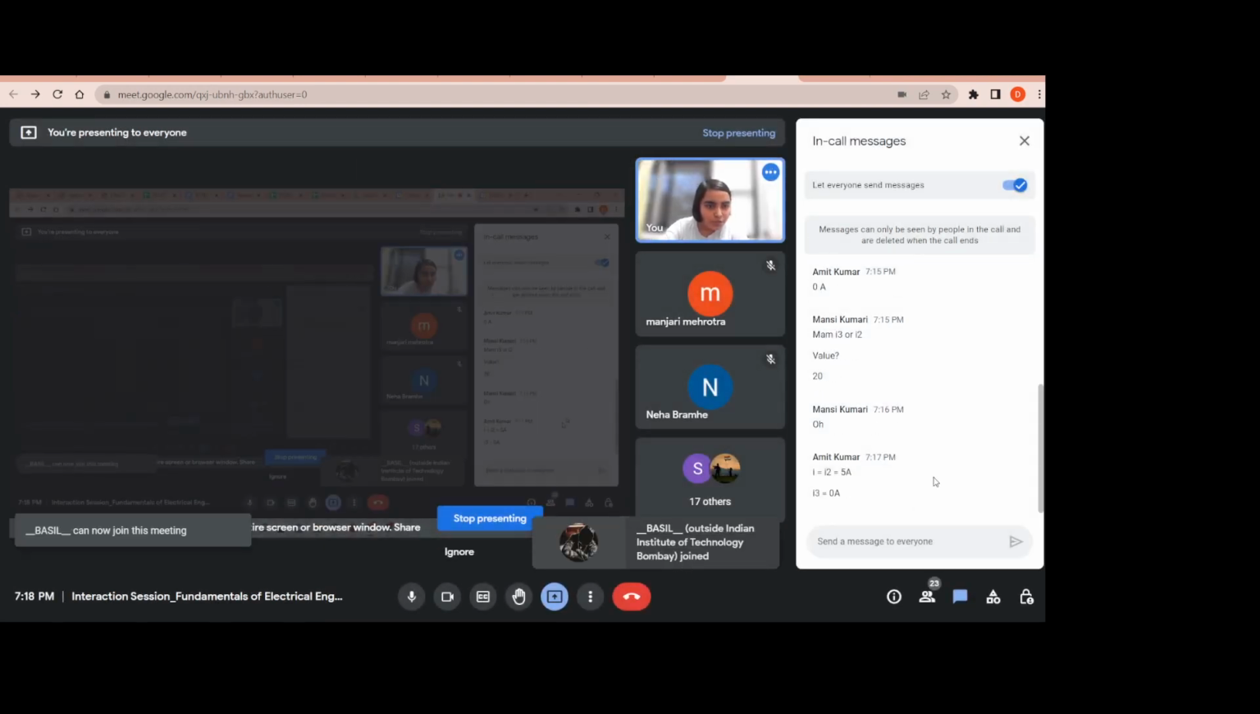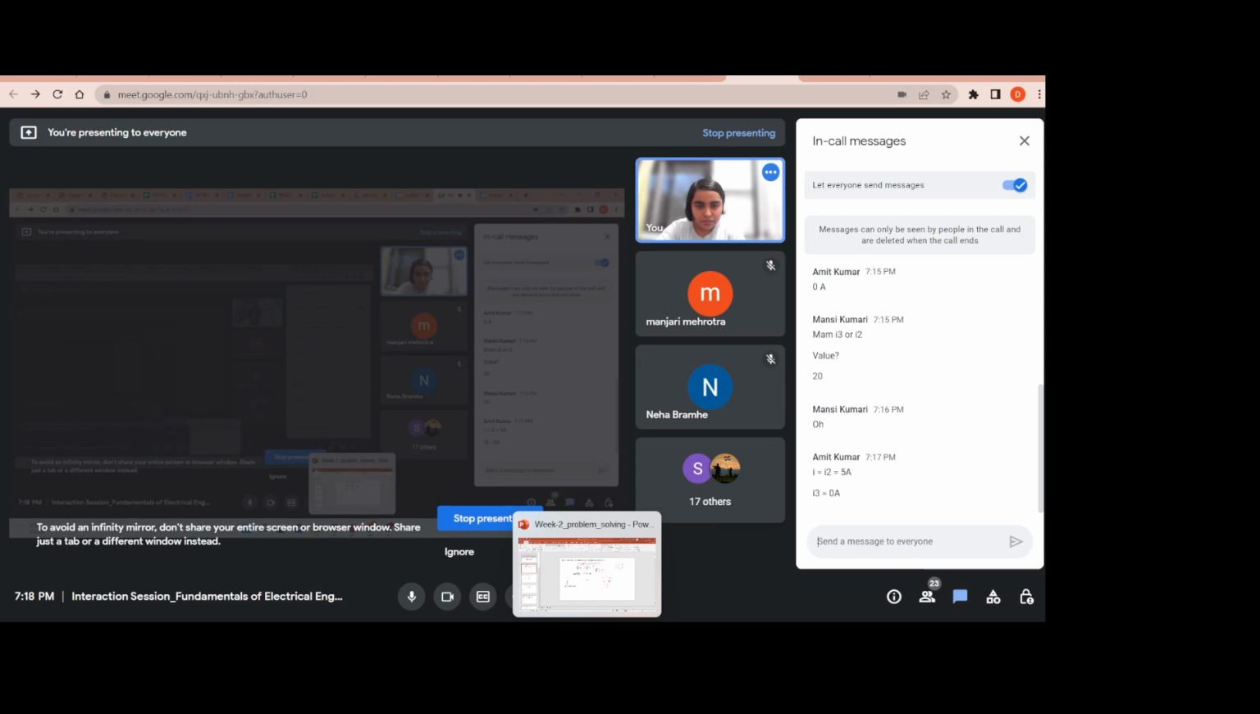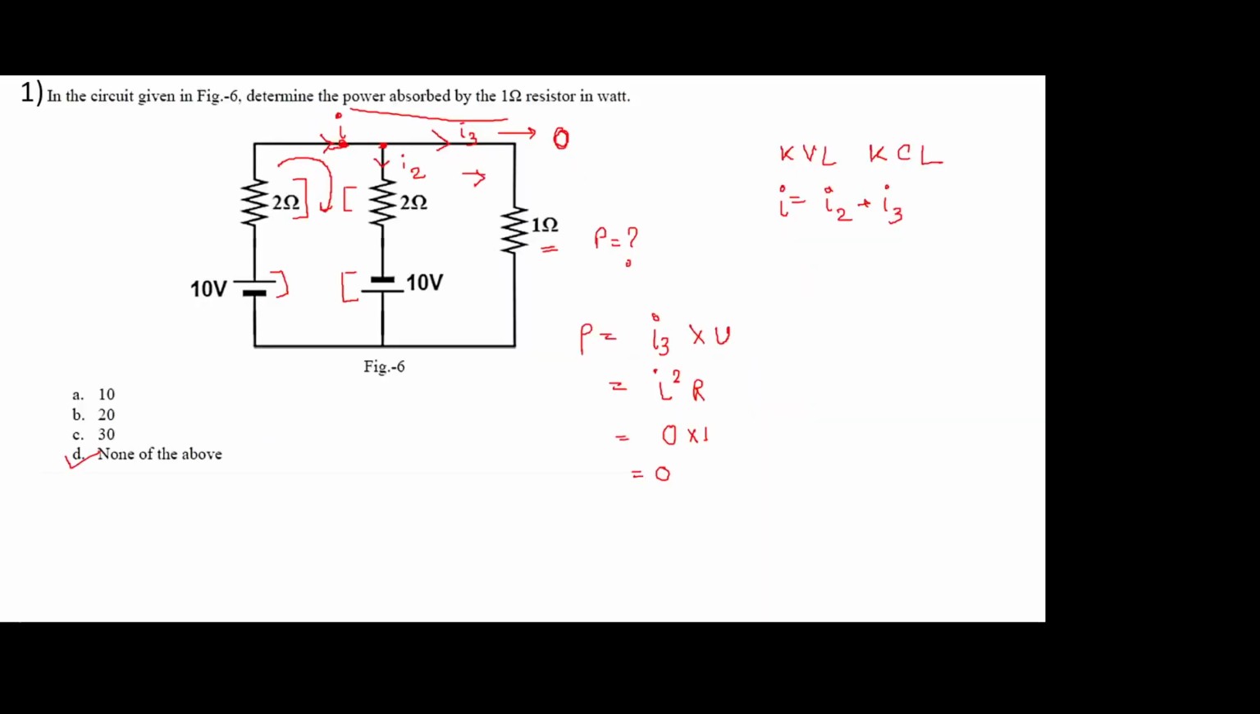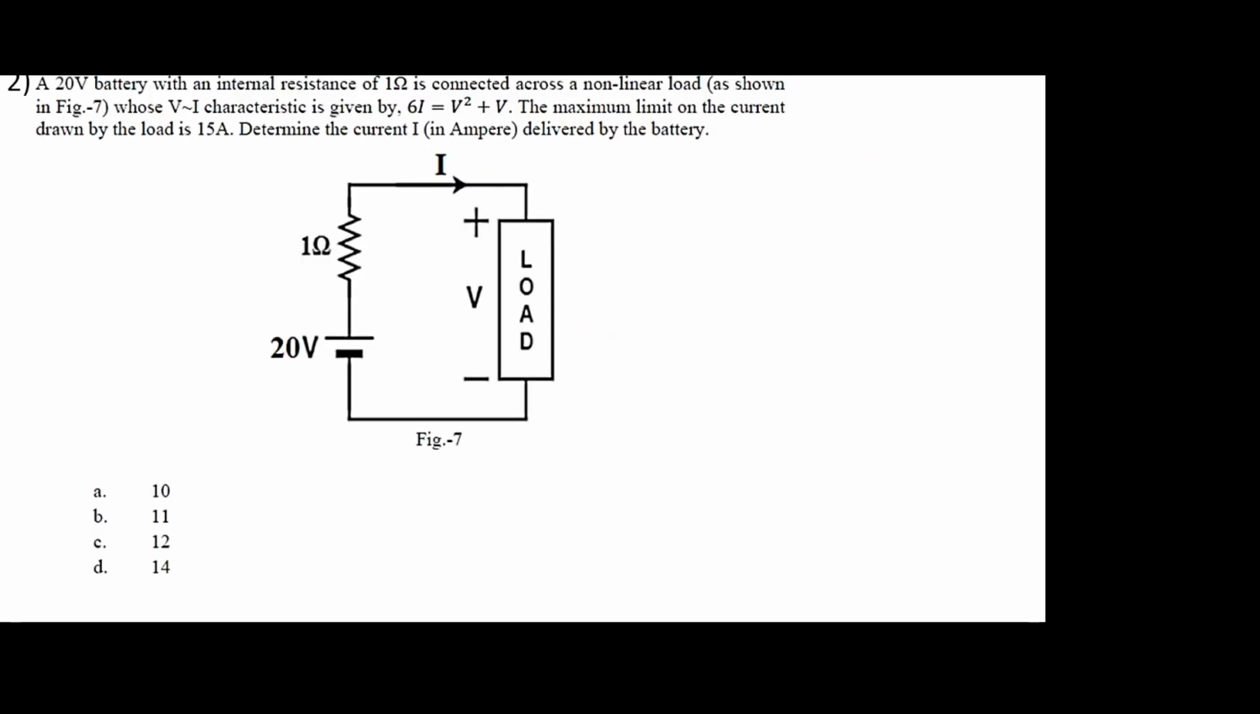Guys, please do join in time. Yes, Amit, you are right. I3 will be equal to 0 ampere. If anyone has any problem with this question, you can speak up now, or we can move to the next question. Is everyone able to solve this? Please respond with a yes or no. Yes, ma'am. Okay, then we'll move to the next problem.